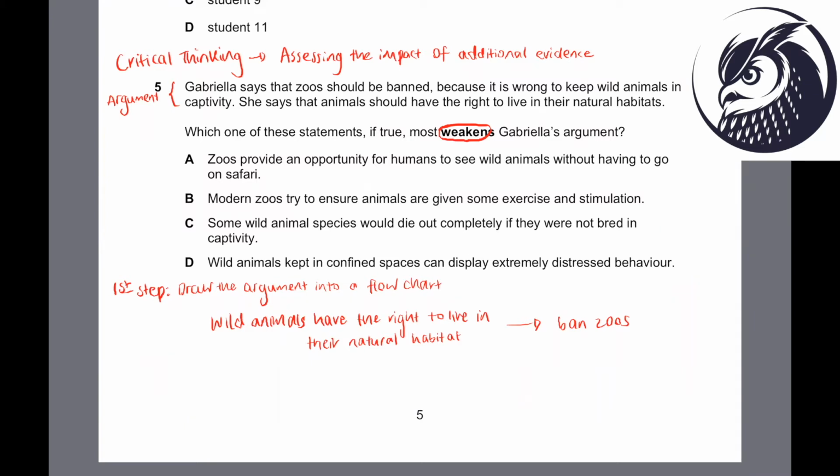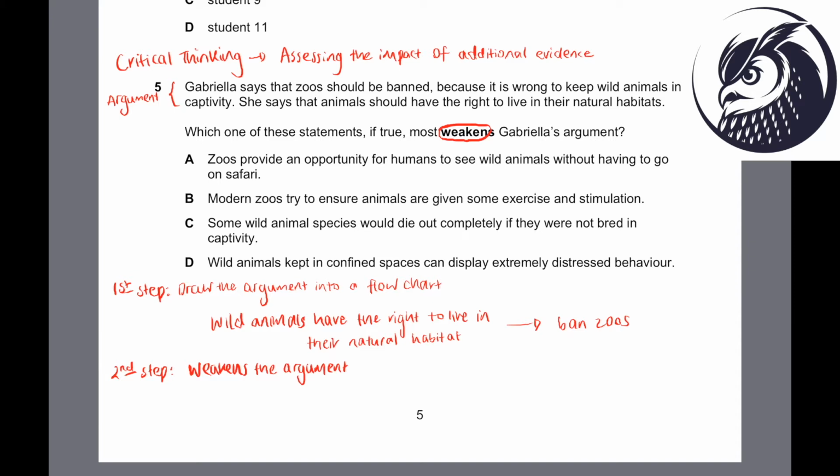So now the second step, and it's an important step still, is to actually figure out what the question is asking us. Is it weaken or strengthen? Okay, that's pretty important. So we know that in this question, it wants us to choose something that weakens Gabriella's argument. And remember, Gabriella's argument is that we should ban zoos, right?